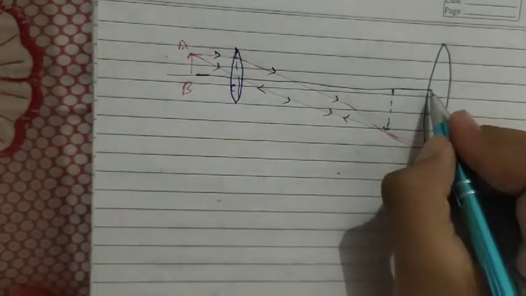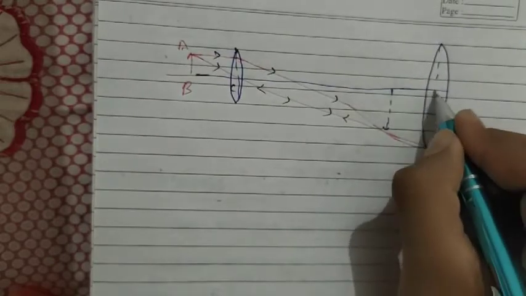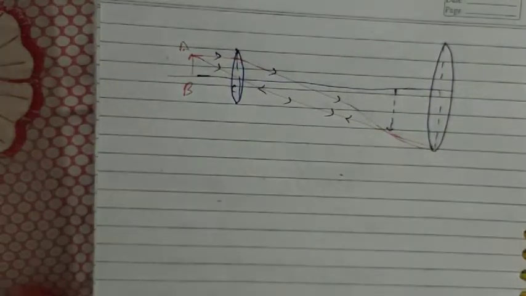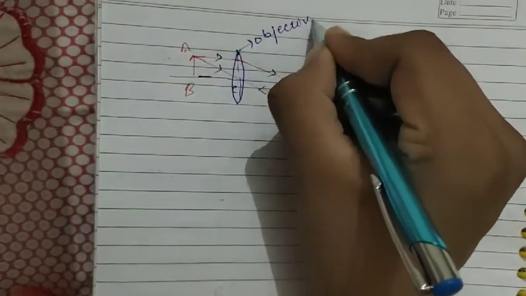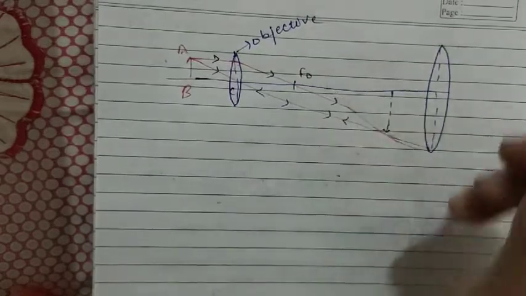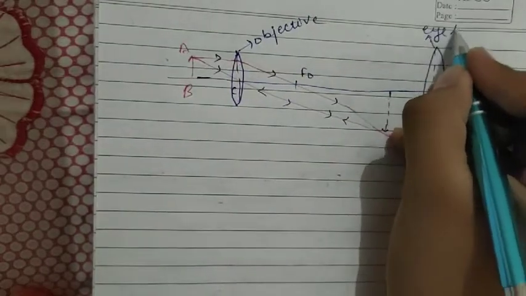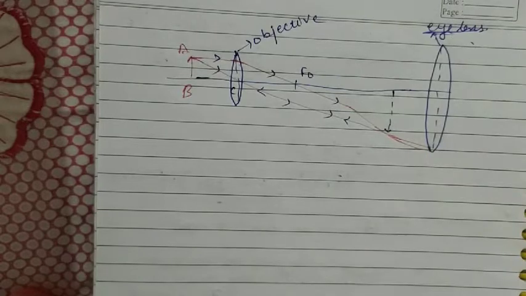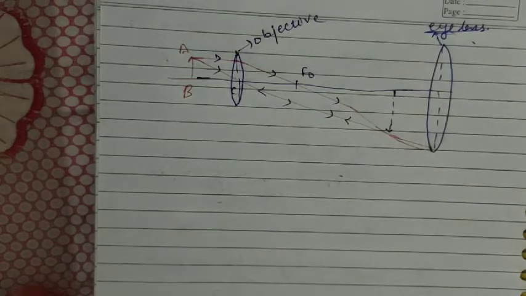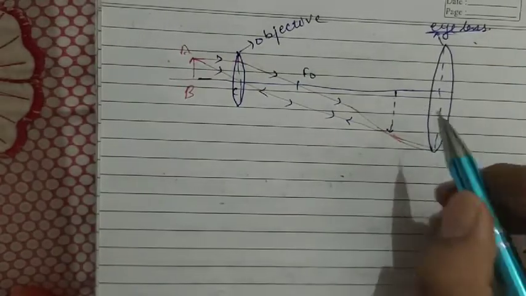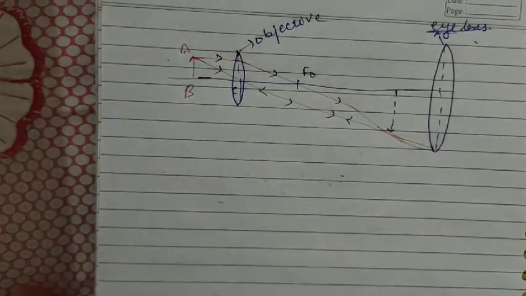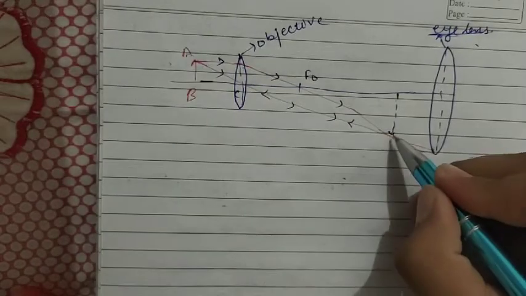Now, this is the optical center for this lens. We will name these two lenses. This is the objective lens, that's why it is named FO, and this is the eye lens. Now we have to refract the incident light on this lens also. We have to form the image at a finite distance. We do not form the image at infinite distance. Let's see.